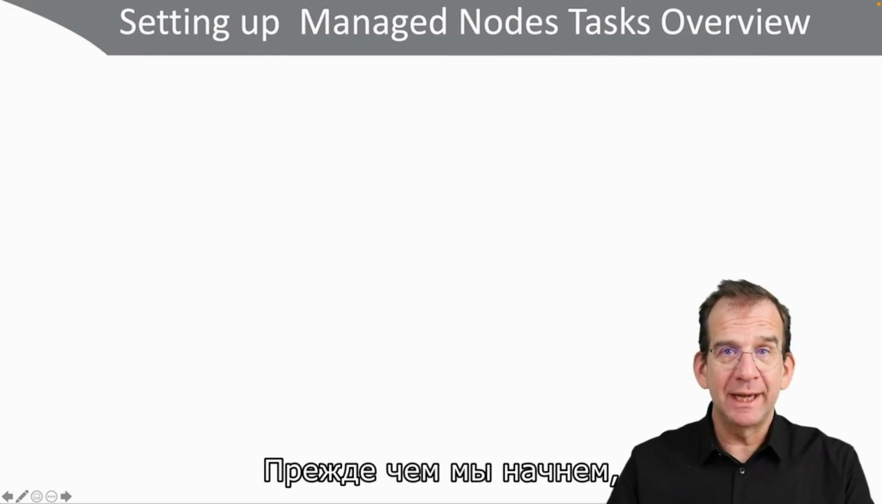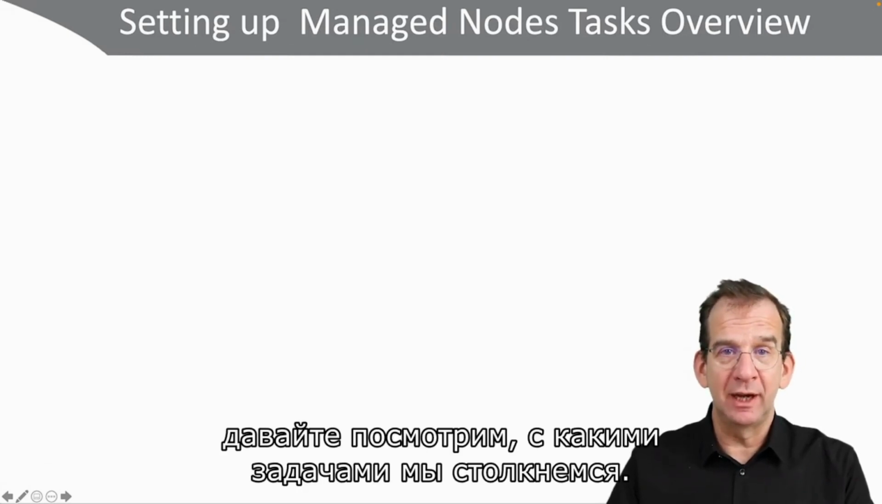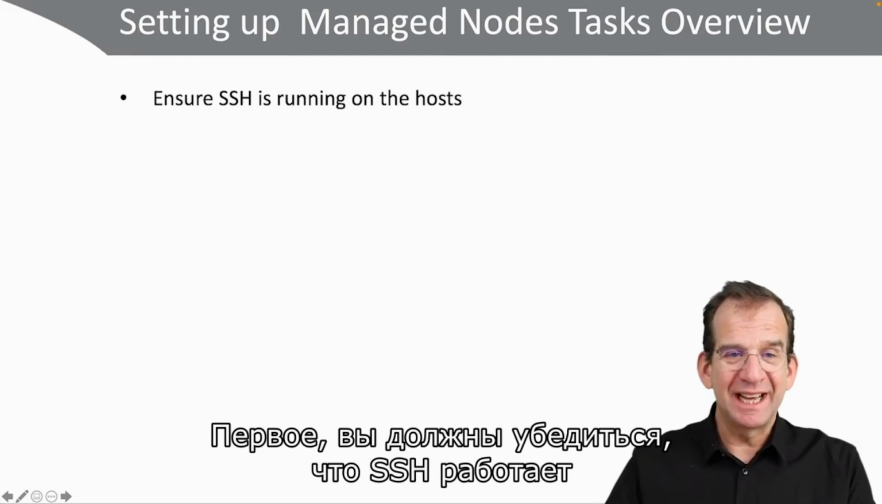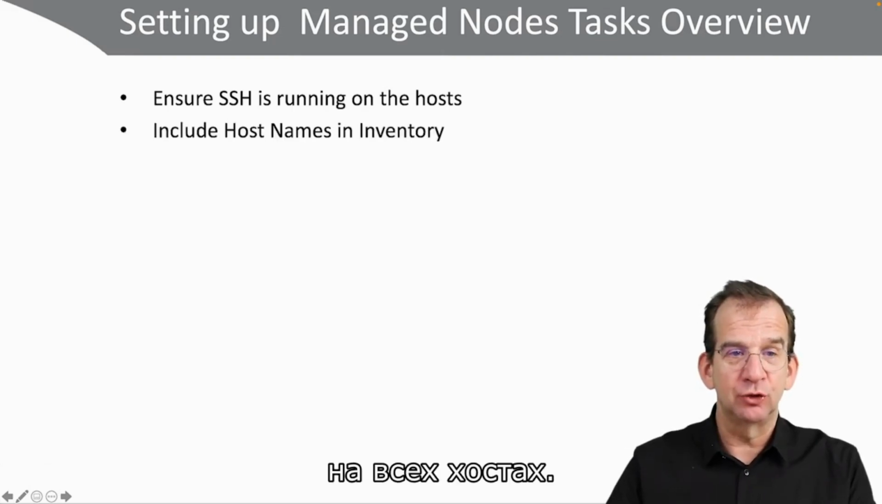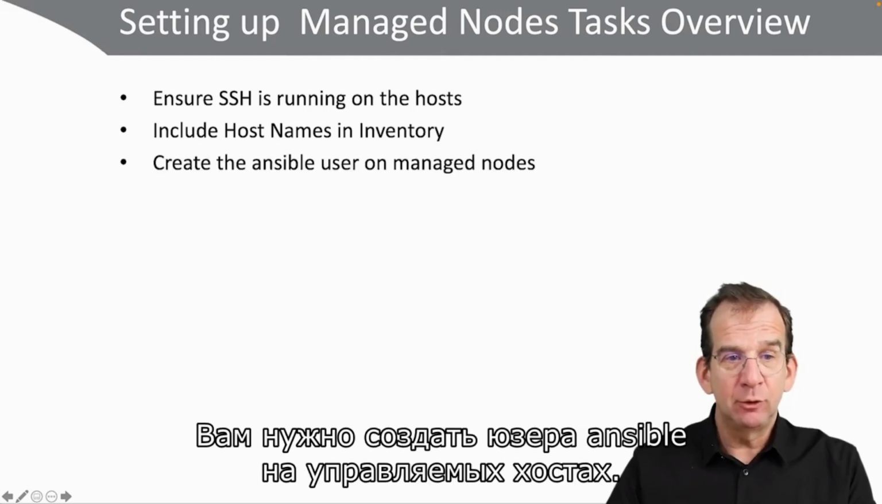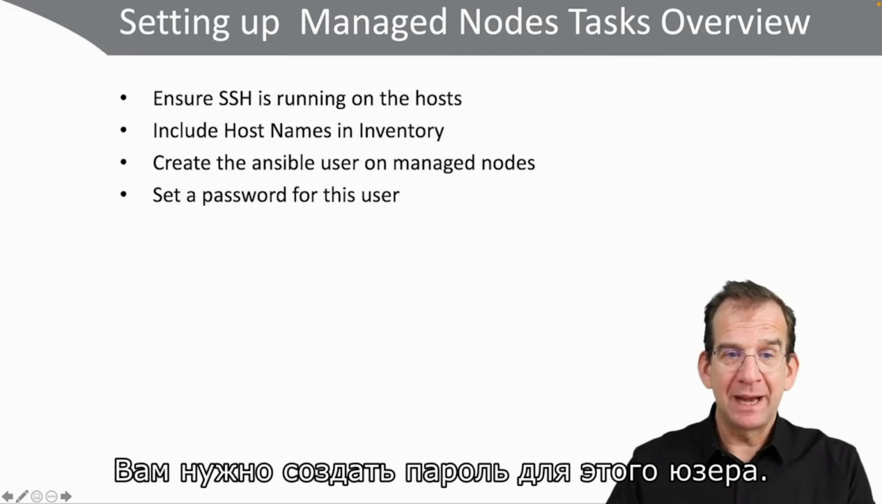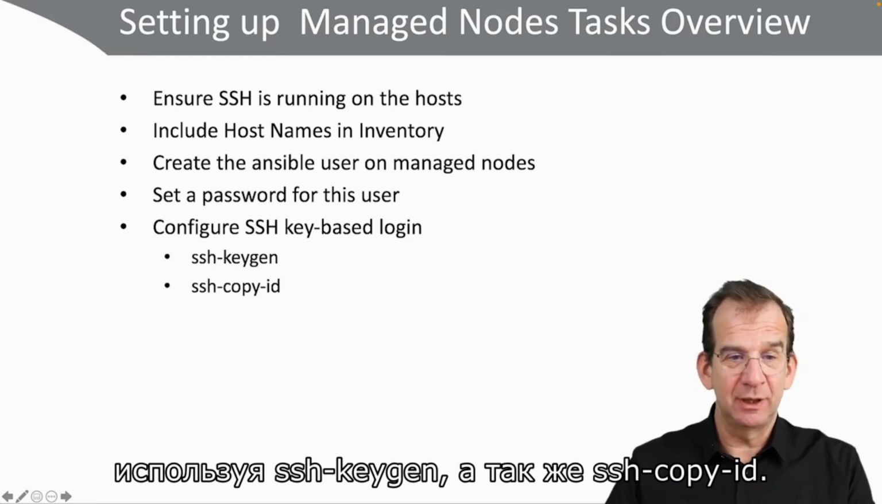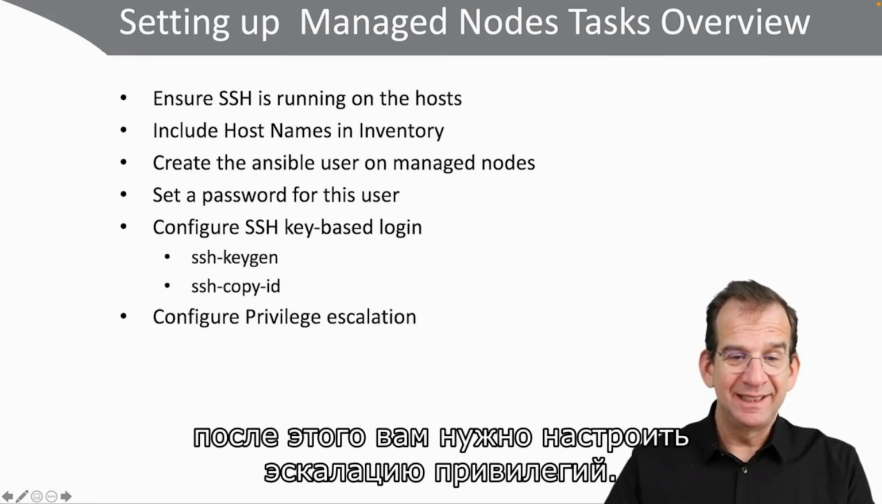Right, before we get started, let's have a look at the tasks that are involved. First, you need to ensure that SSH is running on all of the hosts. You need to include host names in the inventory. You need to create the Ansible user on the managed nodes. You need to set a password for this user, configure SSH key-based login using ssh-keygen as well as ssh-copy-id, and then you need to configure privilege escalation.